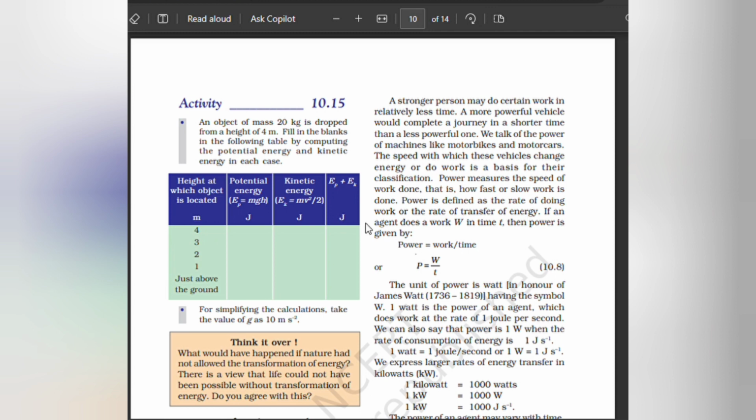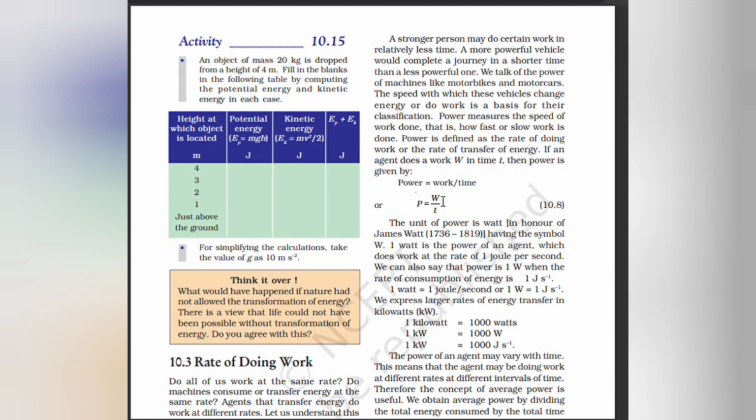Power is defined as the rate of doing work or the rate of transfer of energy. If an agent does a work W in time t, then power is given as power equals work by time, that is, W by t.